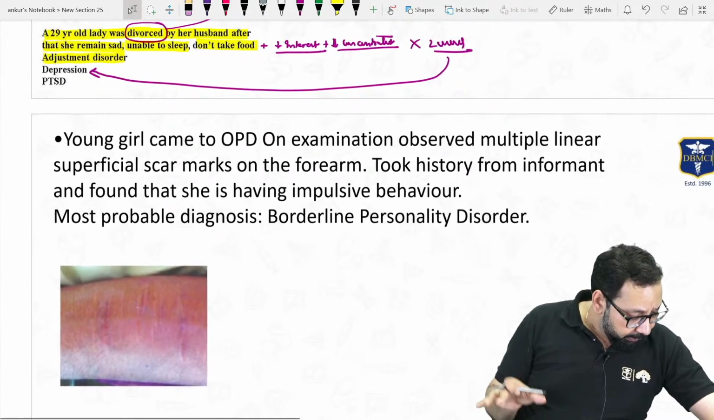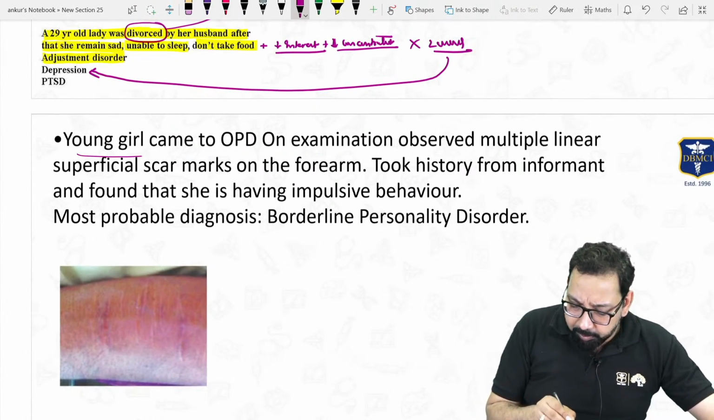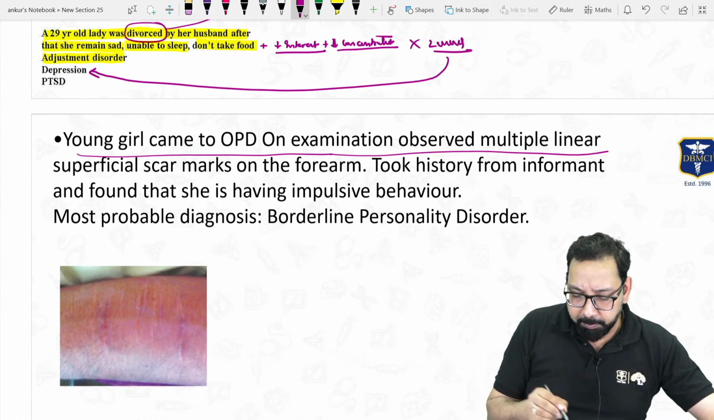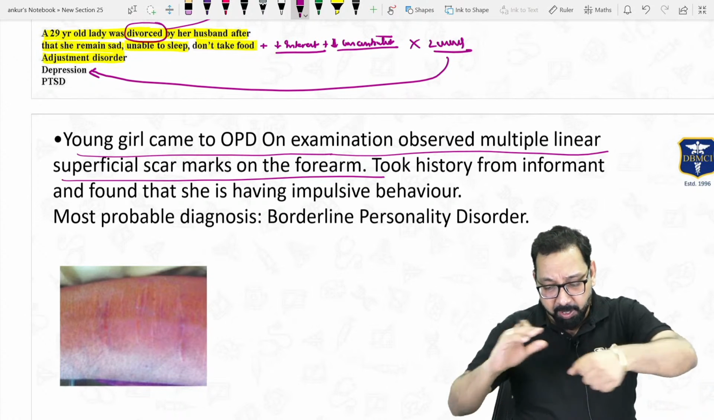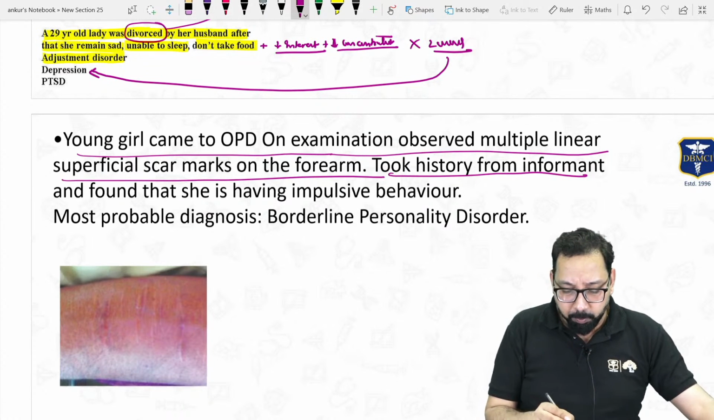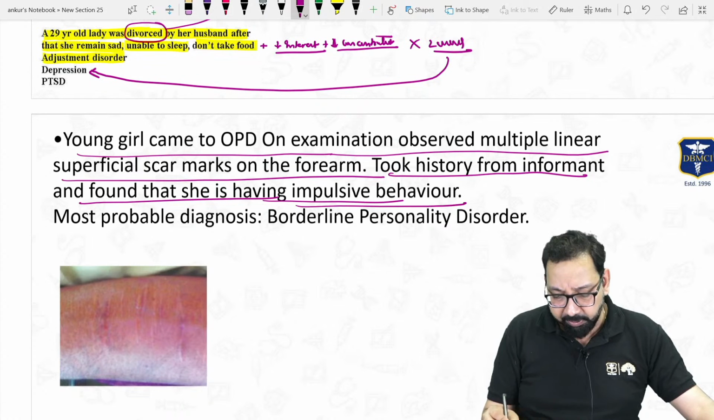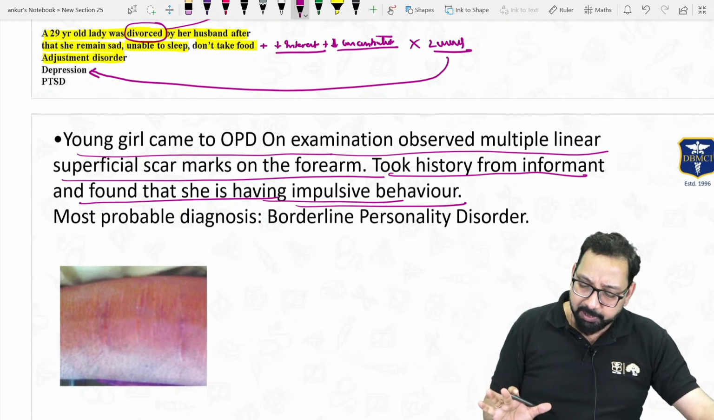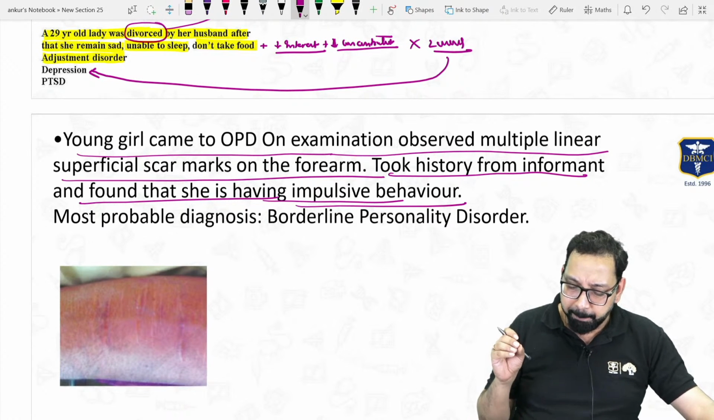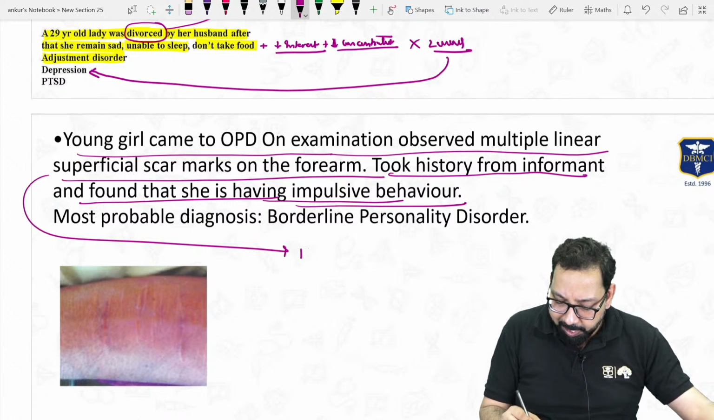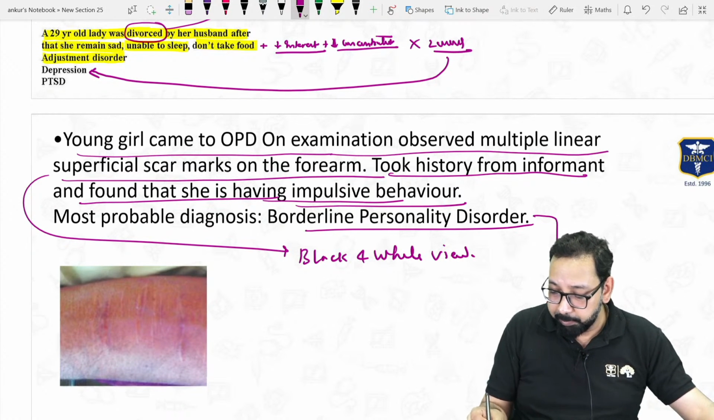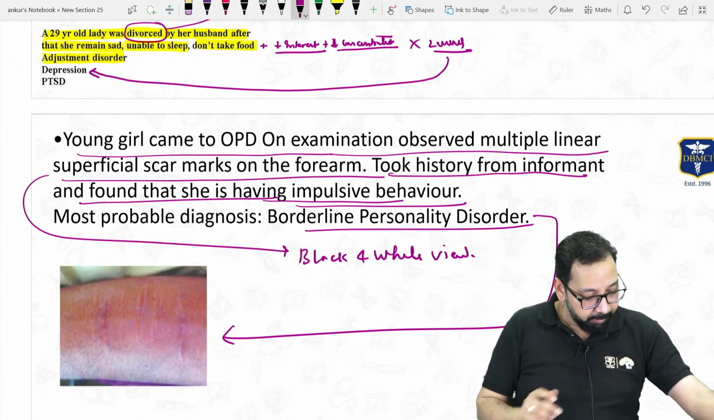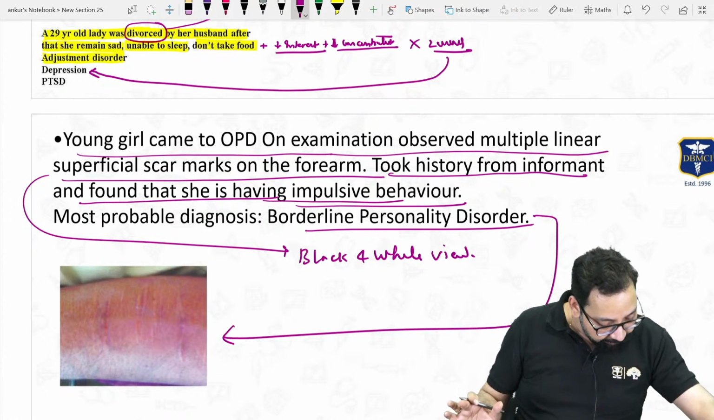Frequently asked question: a young girl came to OPD. On examination, multiple linear superficial scar marks were observed on the forearm. Took history from the informant and found that she has impulsive behavior. Impulsive behavior, black and white view, borderline personality. Yes, multiple linear scar marks without second thought.